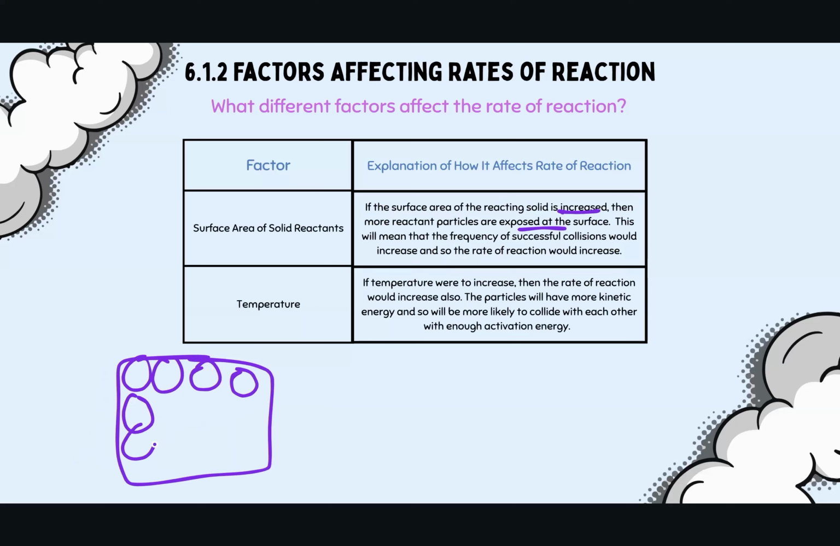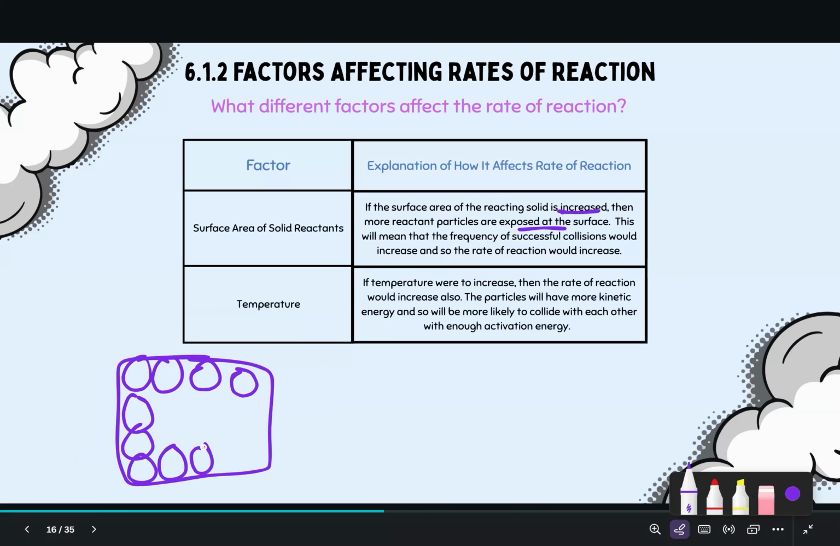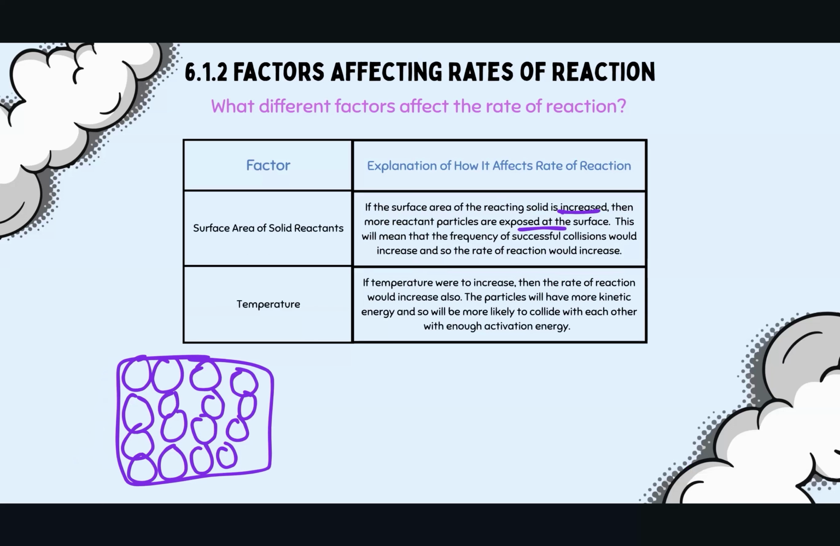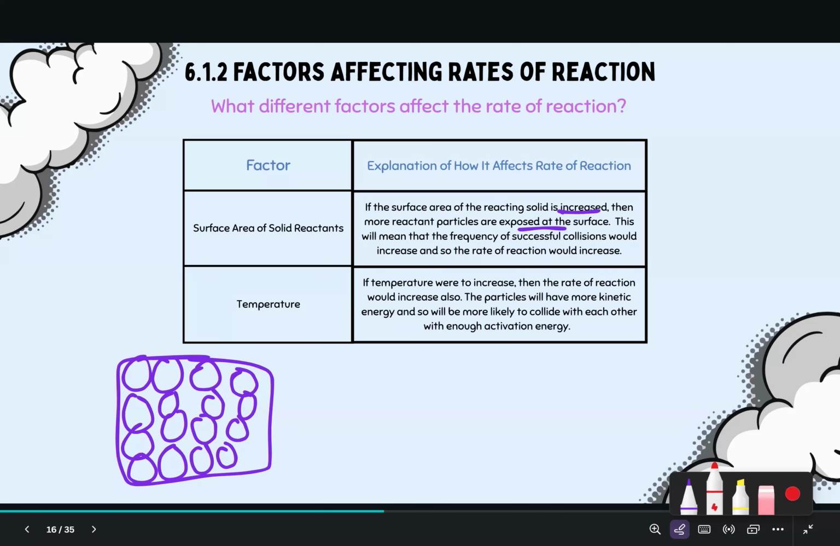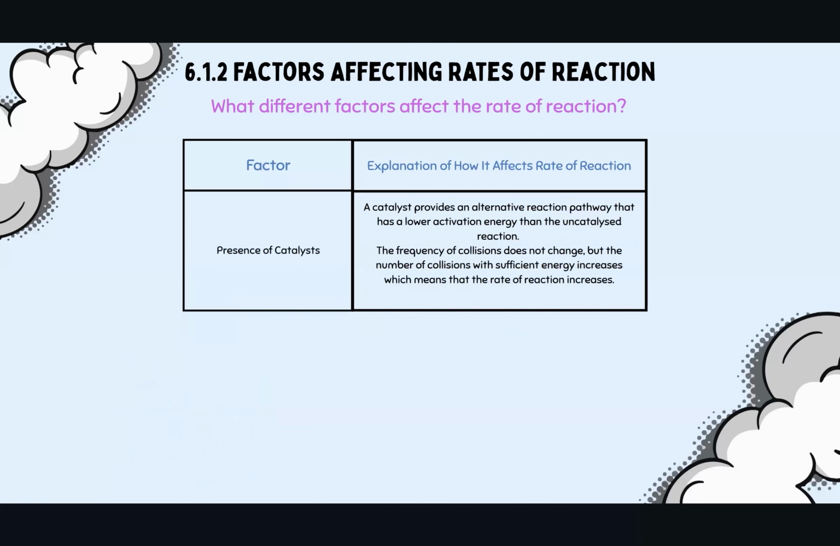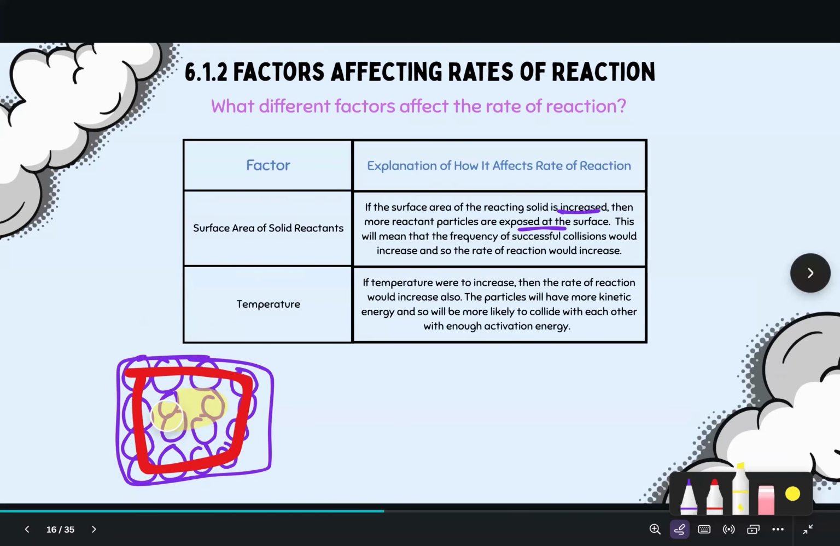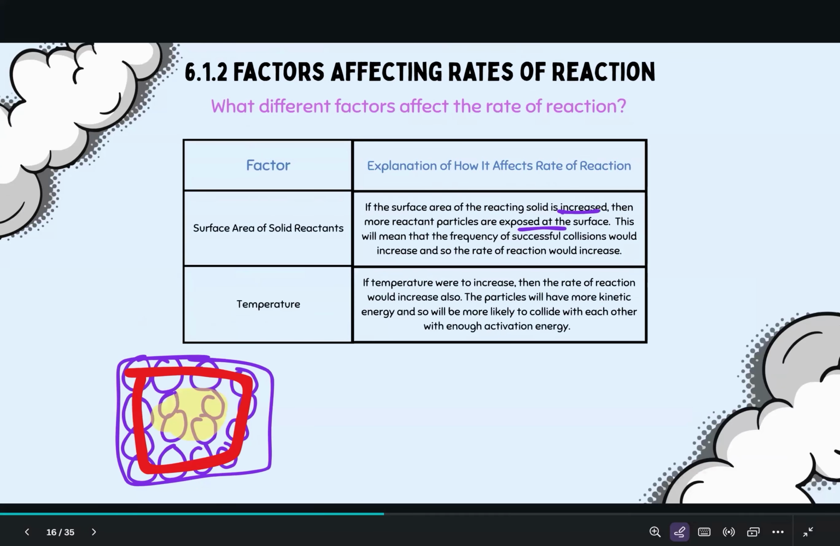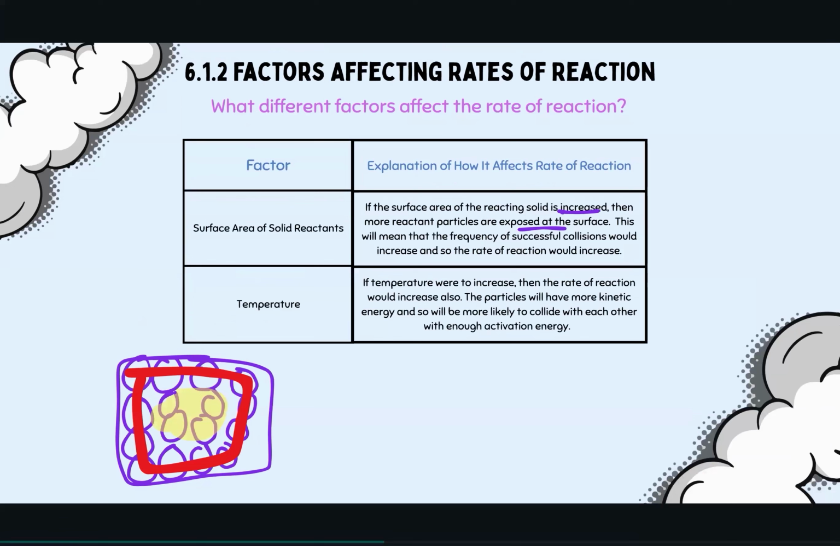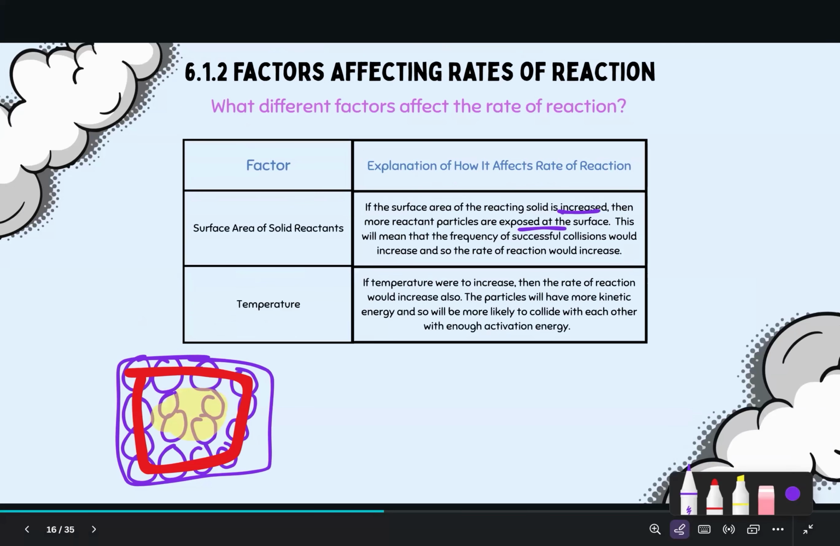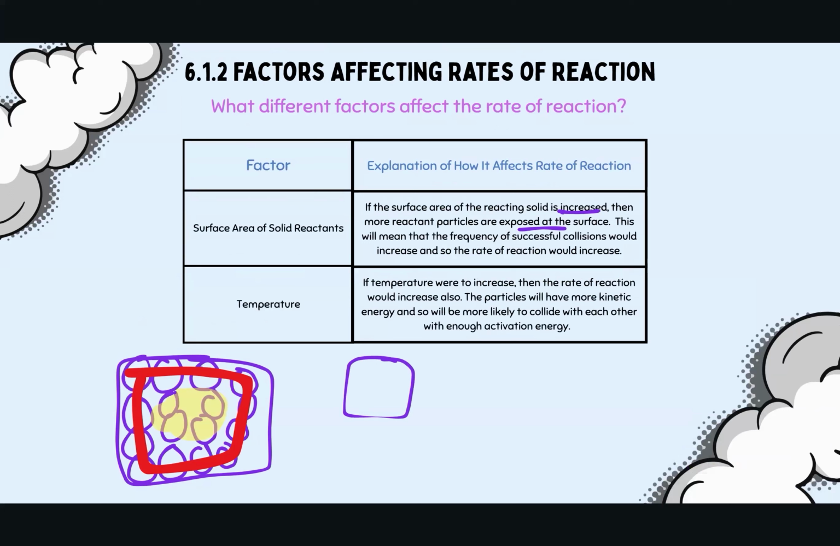Now, the only particles that are going to react are the ones on the surface. So what that means is all these that I've put a line through in red, they have to react first, and then these ones in the middle can react. But if I break this up into smaller pieces, let's say I break this up into 4 pieces.